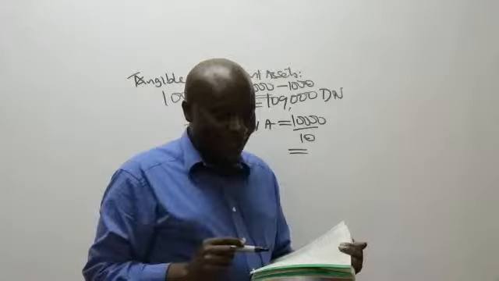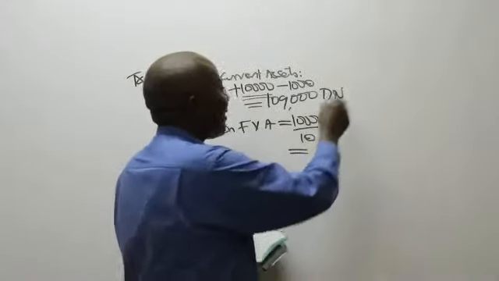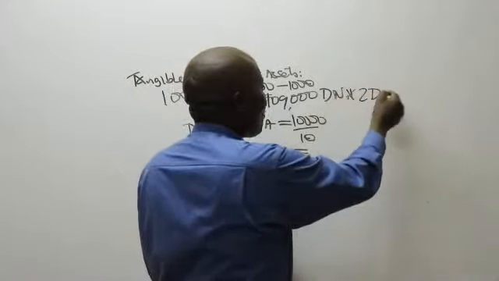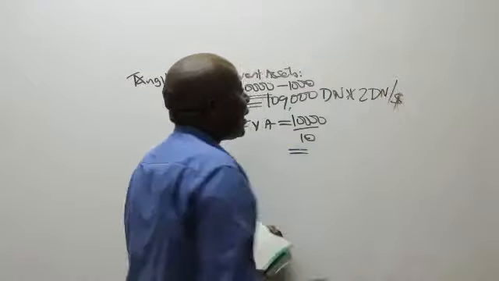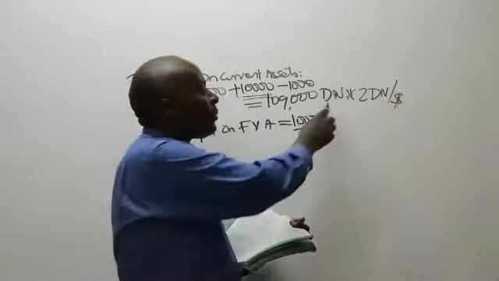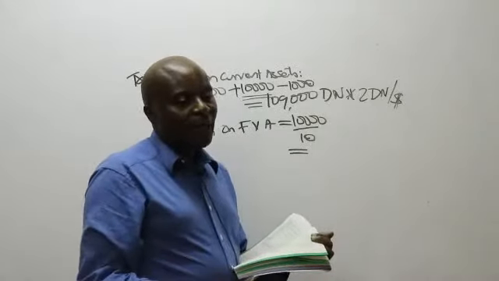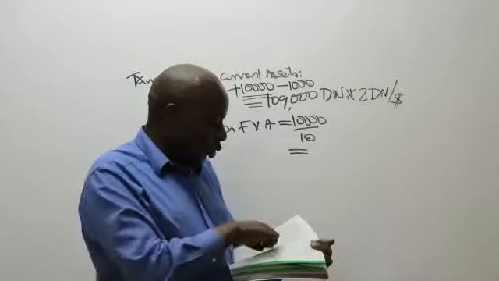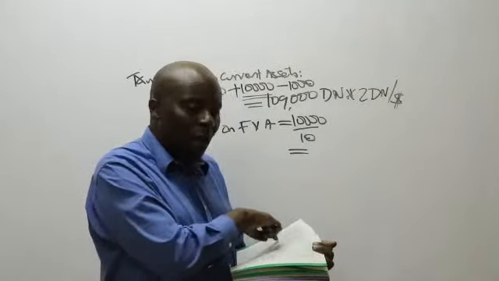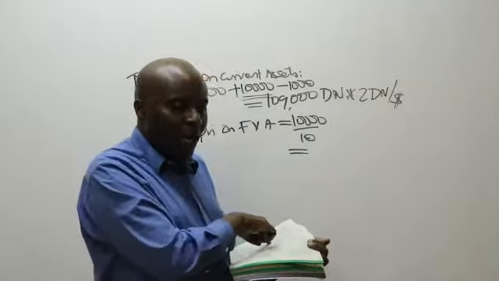Divide by 2. Because if you try multiplying this by 2, we'll end up getting a figure which is in terms of dn squared. That can never apply. Because you can see the 2 there, it is 2 dn per $1.